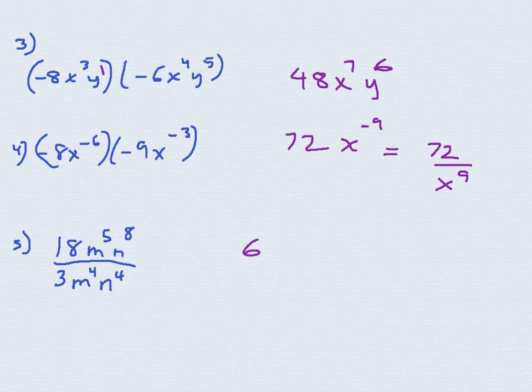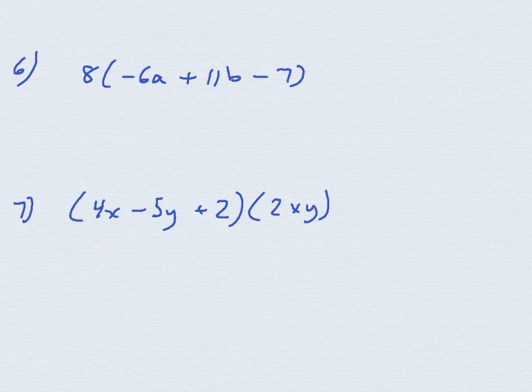So m to the 5th over m to the 4th becomes m, 5 take away 4, m to the 1, which you don't have to write the 1, but I did. And then the n's, 8 take away 4, become n to the 4th, which in the first case, written 6mn to the 4th. There's no need to change any of the exponents because the answers are completely positive. And that's called a division of a monomial. When you divide, you subtract.